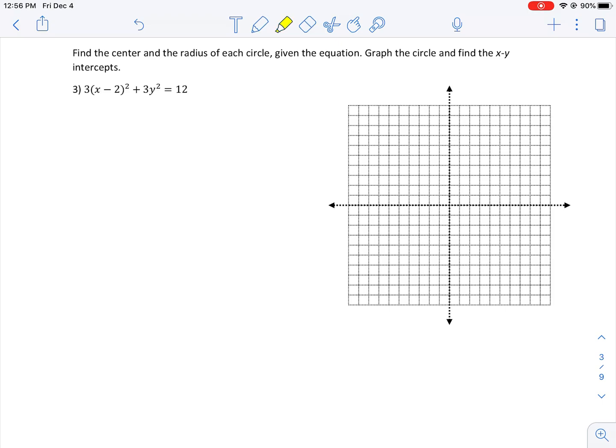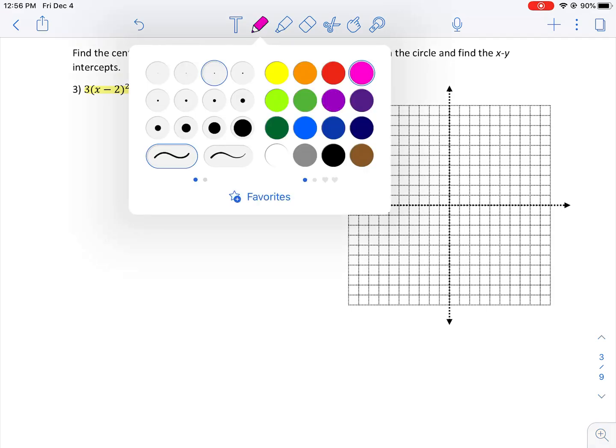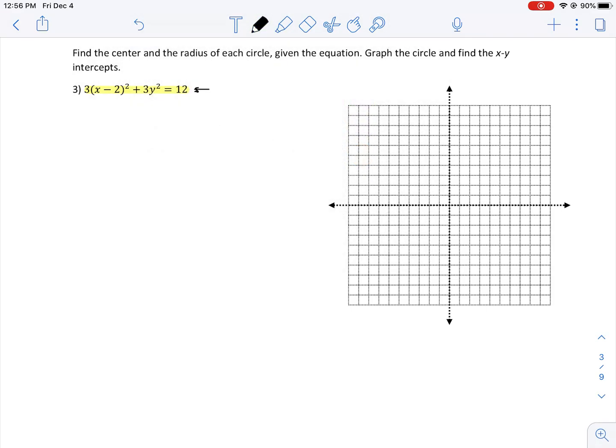Okay, so we want to graph and find the intercepts of 3 times the quantity x minus 2 squared plus 3 times y squared is equal to 12. This is not standard form, and that's because the coefficients of x minus 2 squared and y squared are not 1.